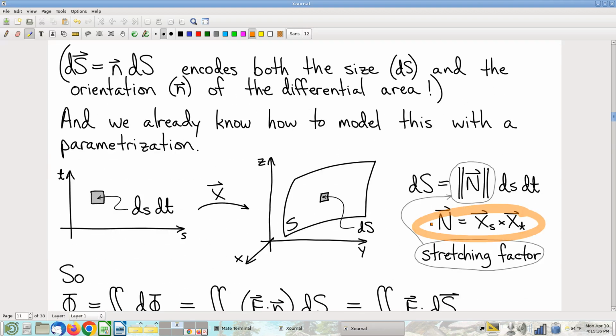Capital N is not a unit vector necessarily, and its magnitude matters. After all, it's its magnitude that is the stretching factor. Does that make sense?